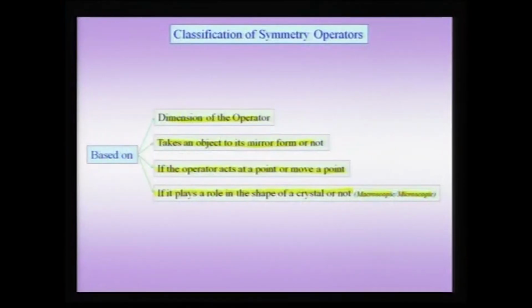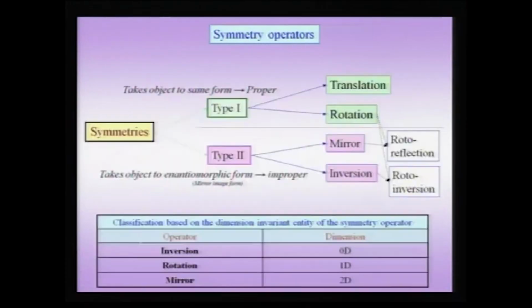So, to summarize once again this slide, I can classify symmetry operators based on the dimension, based on if it takes an object to its mirror form or not, based on the fact that if it leaves an object around a point or moves it from place to place, or if it has any role to play in the external shape of the crystal or not. So, we have certain symmetry operators whose names are on the right hand side here, for instance the translation, the rotation, the mirror and the inversion, and further we will see that there are other symmetry operators like roto-reflection and roto-inversion. We shall be taking up some of these very soon, but this is an attempt to give a broad overview and classification of all the possibilities.